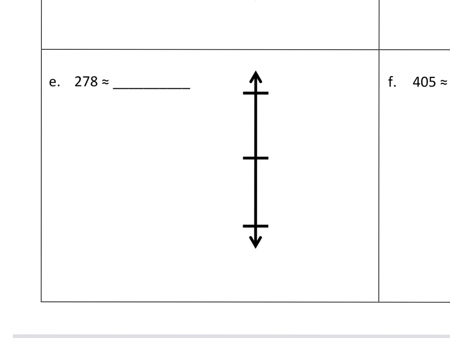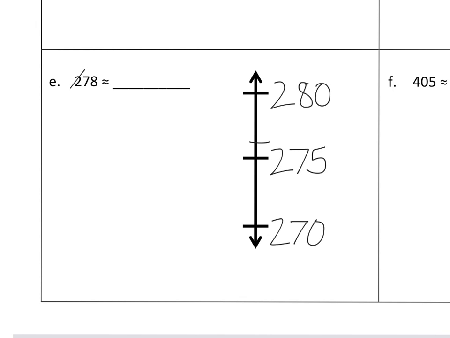Alright, so for this one we have 278. Again, we're not worried about our hundreds, so I'm going to write my 2 and then cross it off. I don't have to think about it anymore. So 78 is my number. I hear myself say 70. So then I know my top number is 80. And my halfway is 75. All right, so 278 I know is going to come at the top. 76, 77, 78. 278. That's about 280.